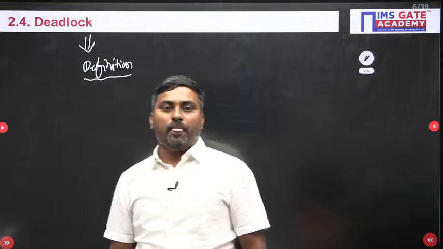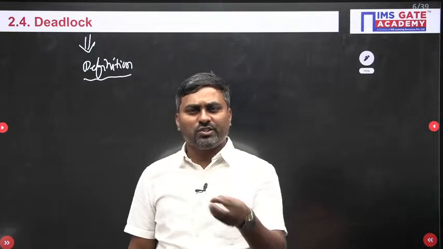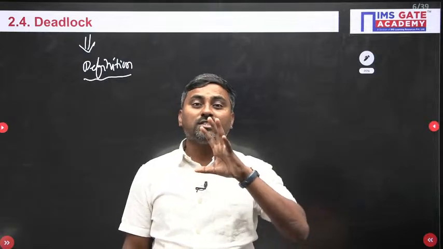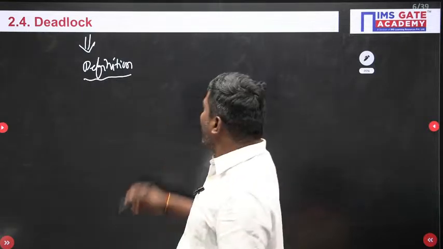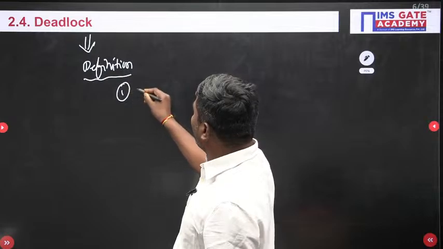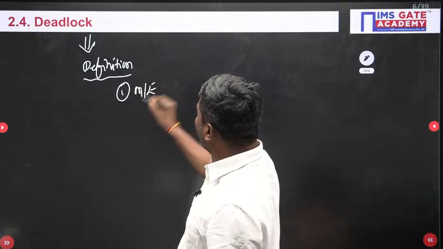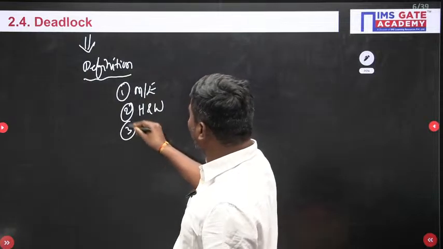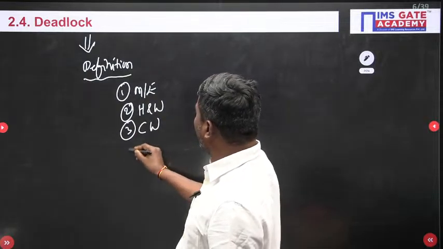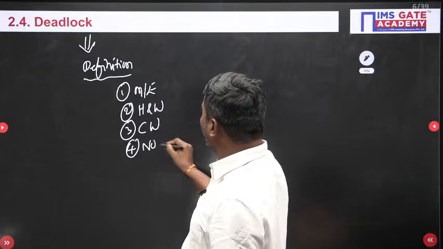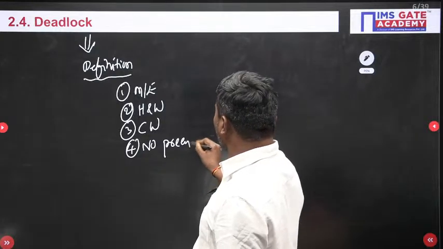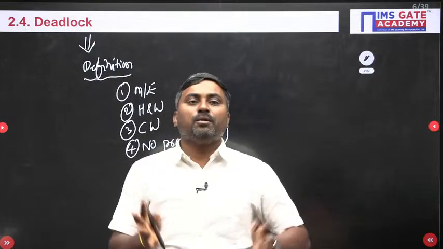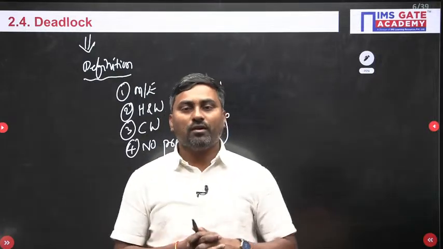What is a deadlock? Deadlock is a situation or a state that occurs when 4 necessary conditions are present. What are the 4 necessary conditions? One is mutual exclusion, the second is hold and wait, the third is circular wait, and the fourth is no preemption. If the 4 conditions are simultaneously present, that situation is known as deadlock.